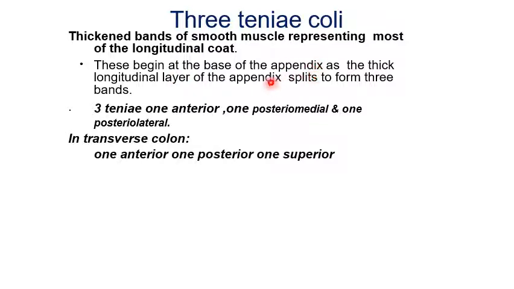They begin at the appendix, and going upward they divide into 3 bands. These 3 bands we call tinea coli. In the ascending colon, descending colon and sigmoid colon, their positions are one anterior, one posteromedial and one posterolateral. So these are the positions. But in the transverse colon this position changes: one is anterior, then one posterior and one is superior. Now how this happens, we will see.